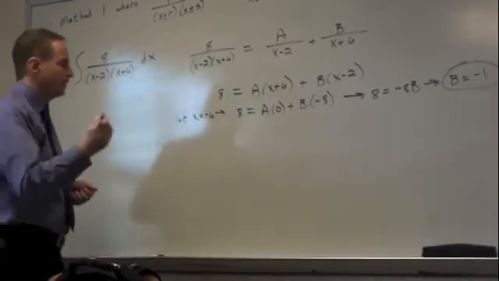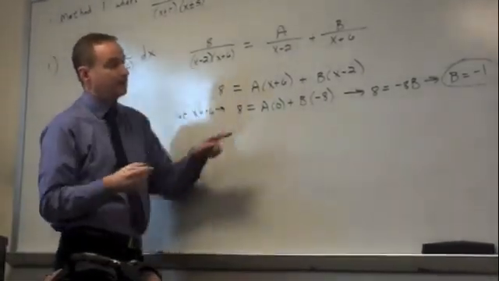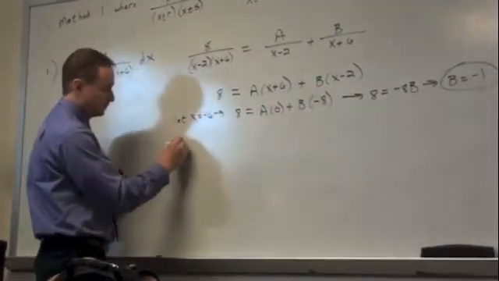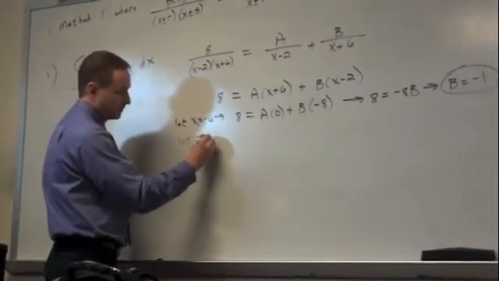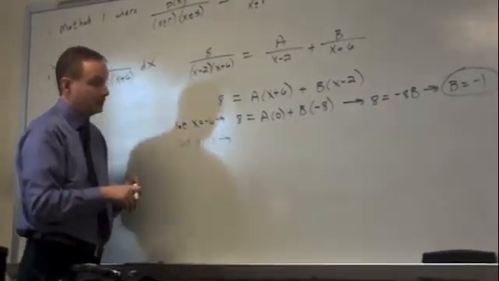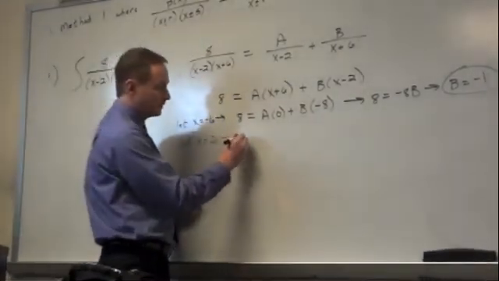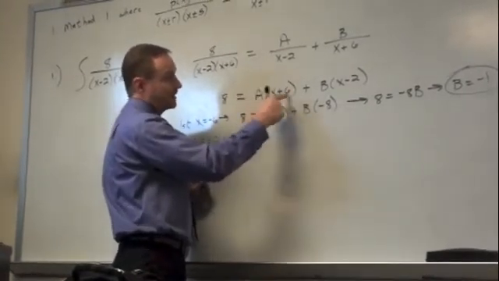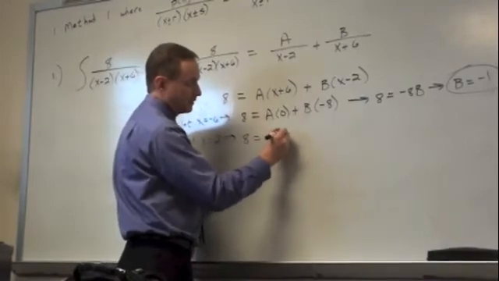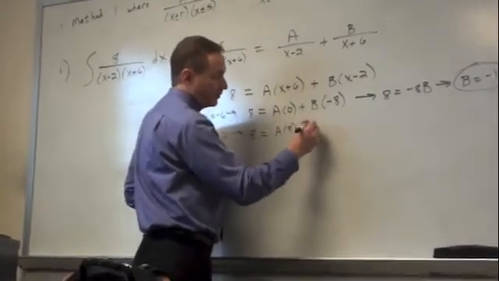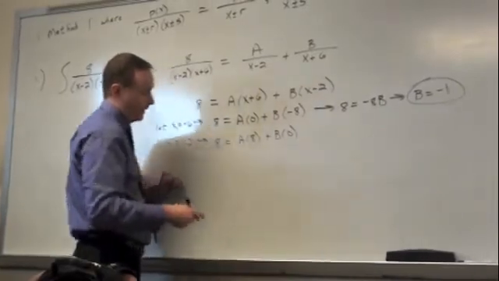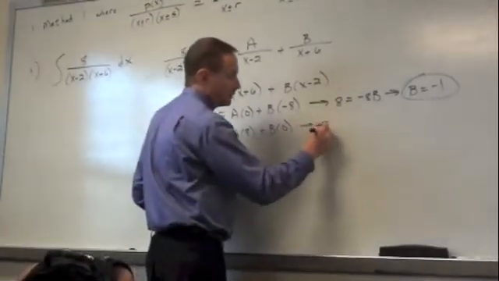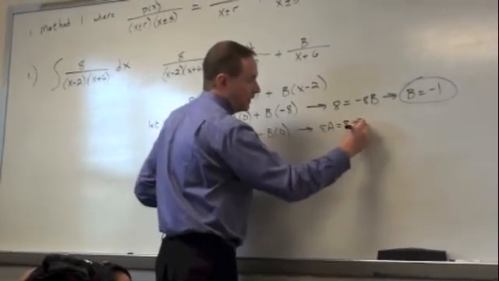Now I'll say, well, in order to solve for a, I would need to get rid of b, which means I need to let x equal 2. If x is 2, my left-hand side is still 8. My right-hand side is going to be a times 8 plus b times 0. And of course, I'll get 8a is equal to 8. a is 1.